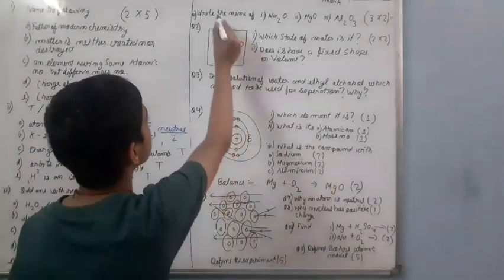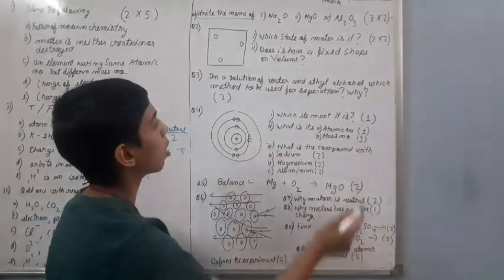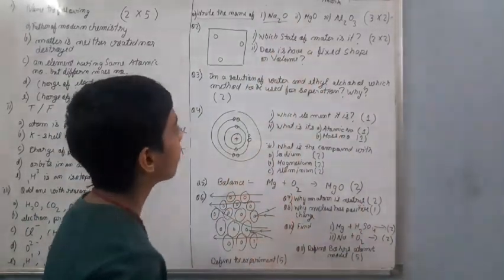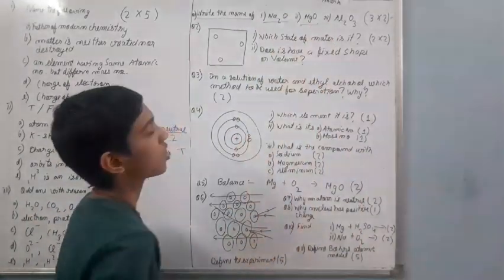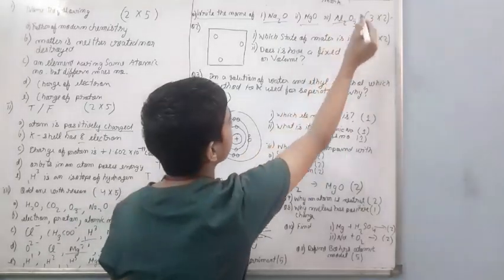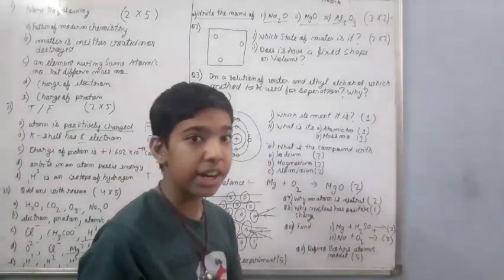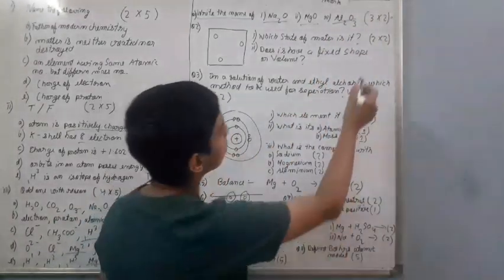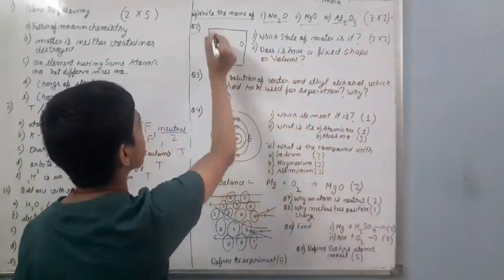Let's start with the first. Write the names of the following compounds. First we have Na2O, sodium oxide; MgO, magnesium oxide; Al2O3, aluminium oxide, we can also say alumina. And this question is done. Now question 2.